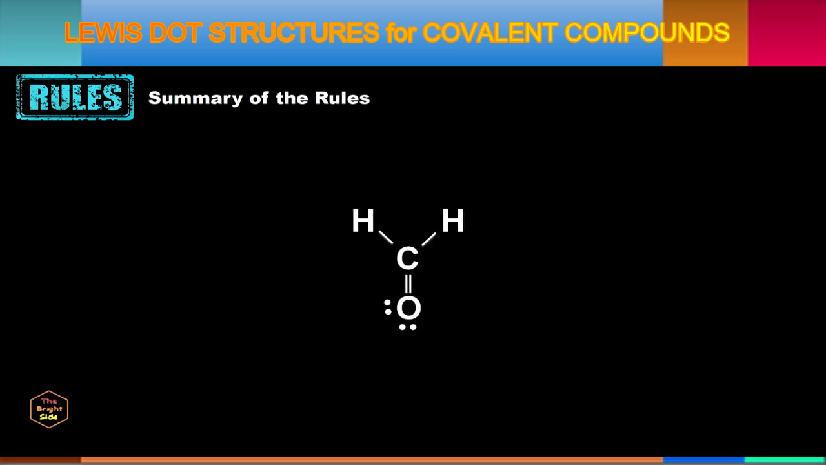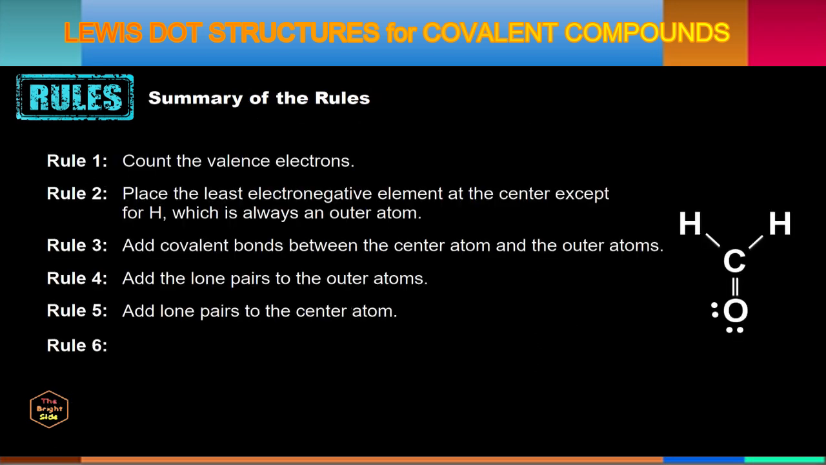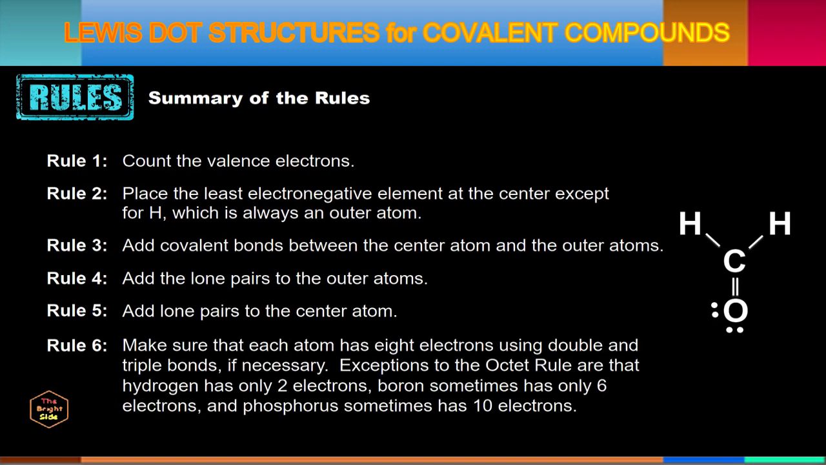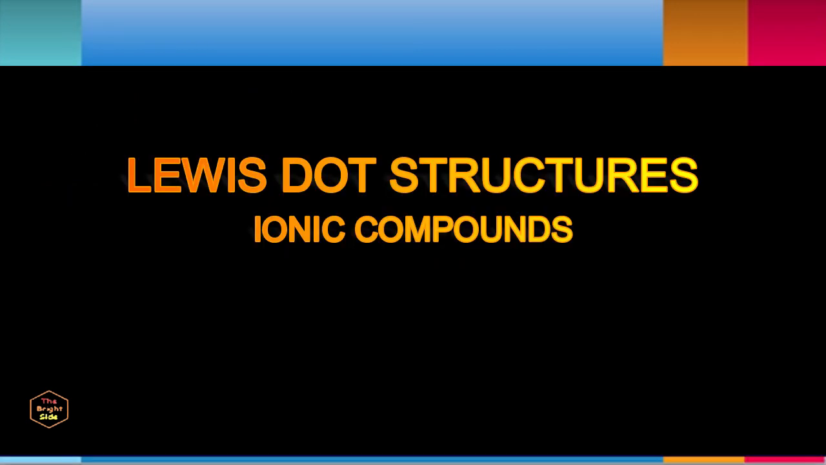Lewis dot structures show how electrons are distributed in molecules. There are 6 rules. Lewis dot diagrams for binary ionic compounds.